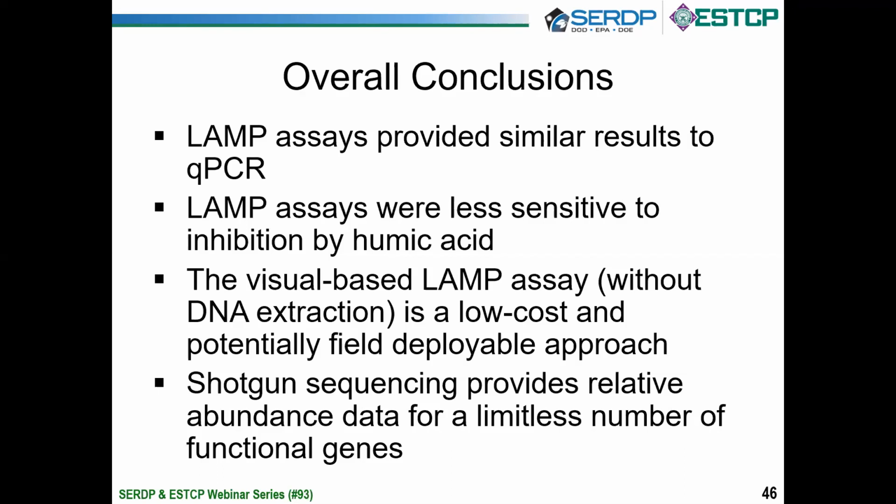We developed a visual-based LAMP assay using the fluorescent dye SYBR Green. The assay only requires low-cost laboratory equipment, including a water bath and a benchtop centrifuge. Further, the assay could be used without DNA extraction to determine if VCRA gene copies could be high enough for efficient dechlorination. The assay was also combined with the most probable number approach so that it could be used in a quantitative manner. And then the most important take-home message about the shotgun sequencing analysis being the potential to examine a limitless number of functional genes.